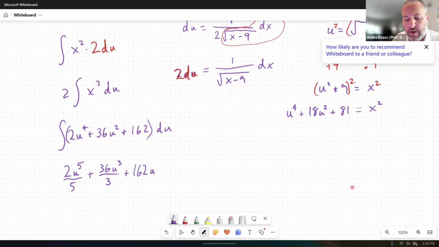And then I'll have 162 u to the 1st power, divide by 1. I don't need to do that. And don't forget it, plus c. So am I done? Can I box it here?